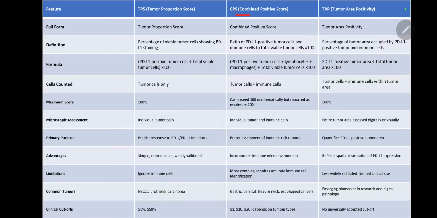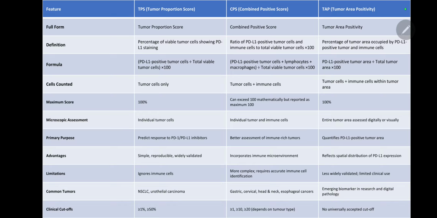Second is the CPS score, the combined positivity score. Combined means PD-L1 positive tumor cells as well as PD-L1 positive infiltrating lymphocytes and macrophages, that is tumor plus immune cells. The cutoff is 1, 10, 20, and it is used in gastric cancer, cervical cancer, head and neck cancer and esophageal cancer.